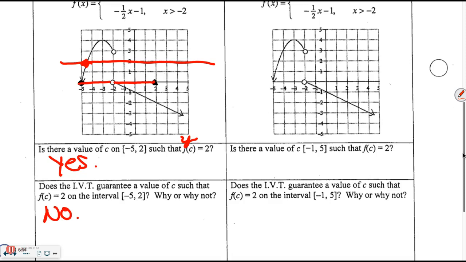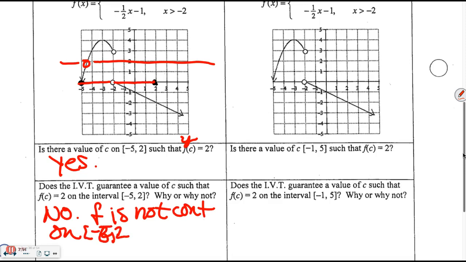There it is, on the interval in question, right? There could have actually been an open dot right here. The discontinuities can cause an issue, so you're not guaranteed. So no, f is not continuous on the interval from -5 to 2. If the discontinuity is outside of the interval, we could still apply.